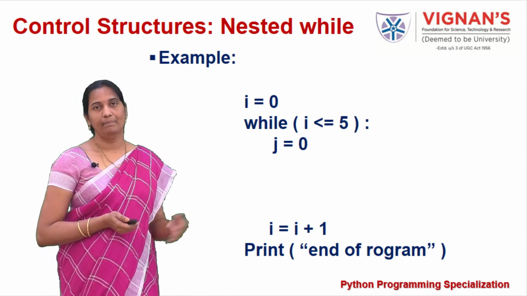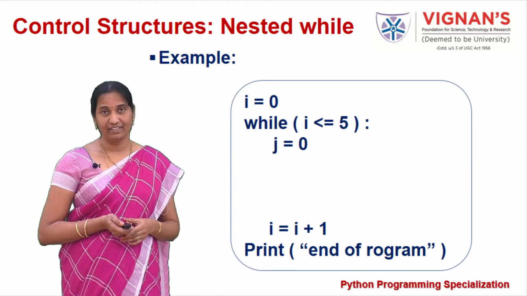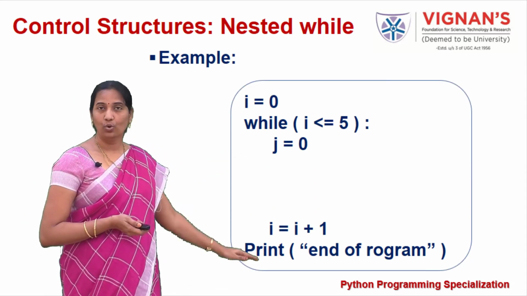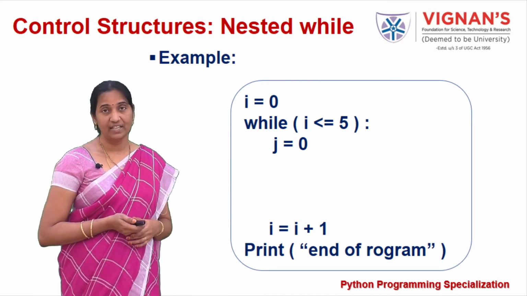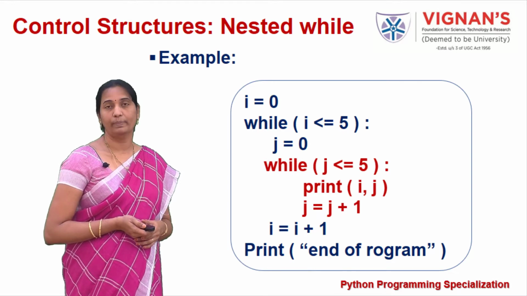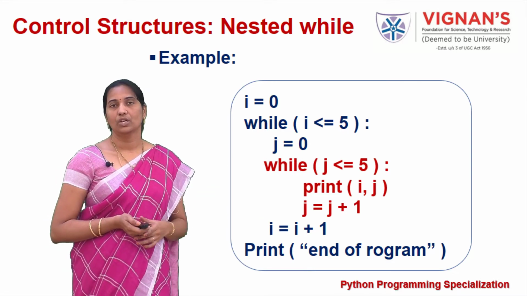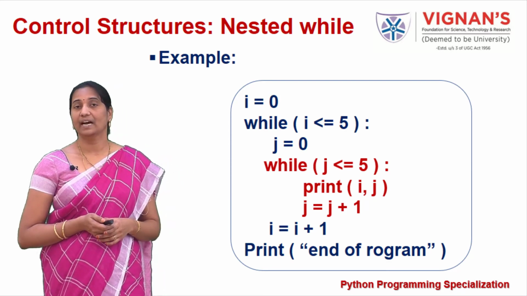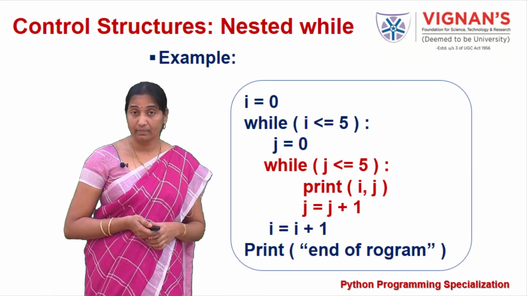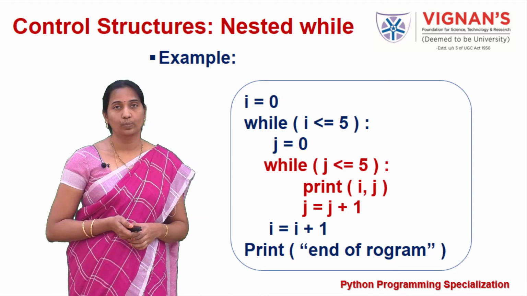So consider an example of the nested while loop. Here this is the code which has a single while loop without nesting. Now I am going to place another while loop as part of this while statement. If you place these kinds of loops, one loop inside the other loop, such loop statements are known as nested loops.